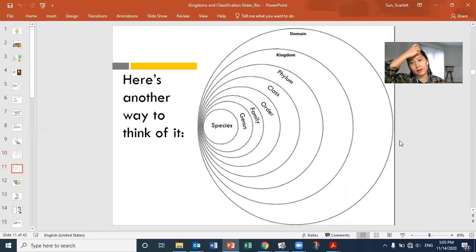So here's another way to think about it, right? We have domains on the outside, and then we have kingdom, and it goes phylum, class, order, family, genus, species. And as you get more and more specific, the group becomes smaller and smaller and smaller. So when you go from kingdom all the way down to species, the amount of organisms that fit in each ring is going to be smaller and smaller and smaller.